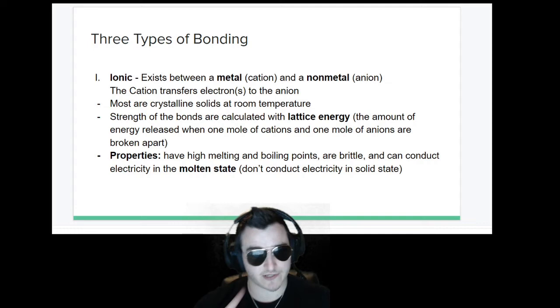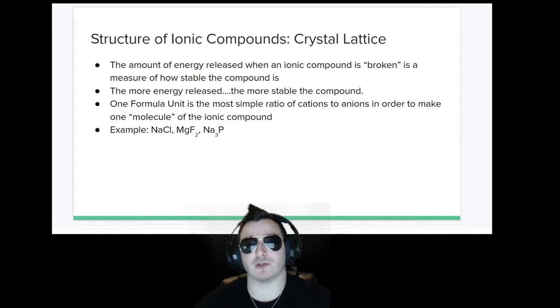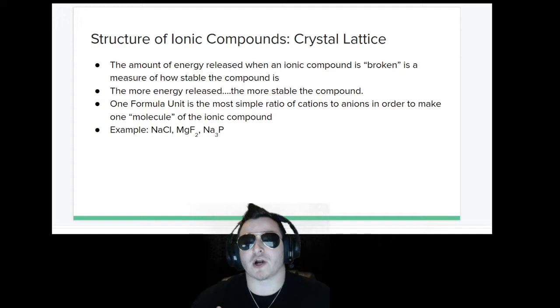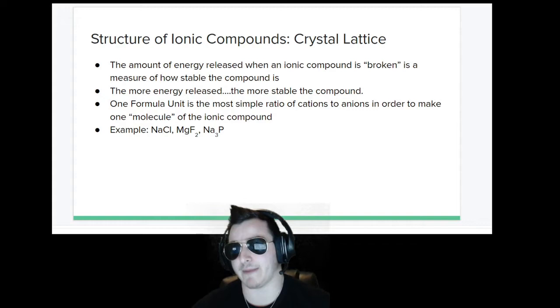Now, the structure of ionic compounds and their crystal lattice. We just talked a little bit about lattice energy: the more energy released, the more stable the compound. When referring to one formula unit, that is simply the simplest ratio of cations to anions in order to make one unit of this substance. We use the term molecule for covalent compounds, while we use the term formula unit for ionic compounds.